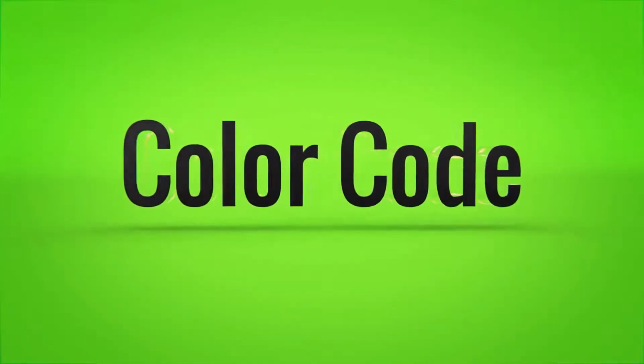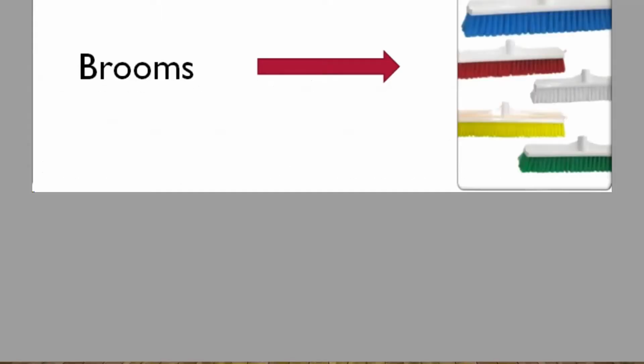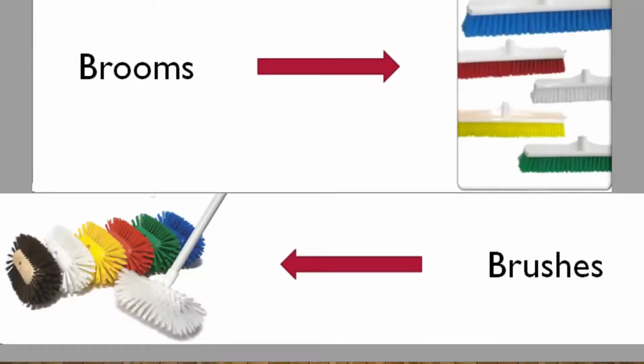Color code. The color code is a way to classify tools and utensils, identifying them with different colors. This helps us to locate which area they belong to and to know their function. These include brooms and brushes, among other things.